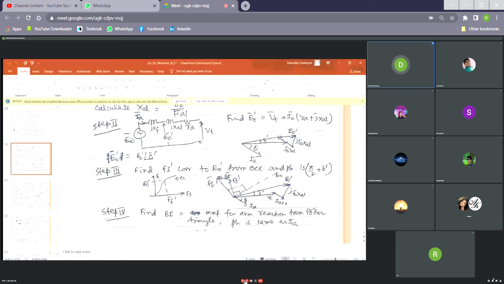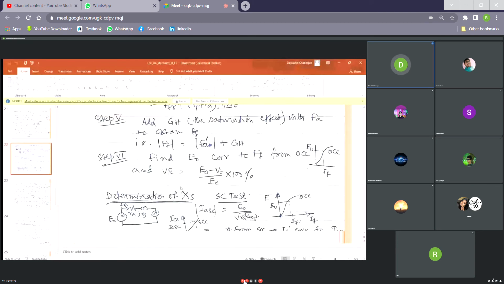The next step is how to determine the parameters. In the induction machine and the DC machine also, we have equivalent circuit parameters. So here also we have equivalent circuit parameters, and in the equivalent circuit we have seen there are two elements mainly: one is XS and another is RA. RA is the armature resistance and XS is the synchronous reactance, right?